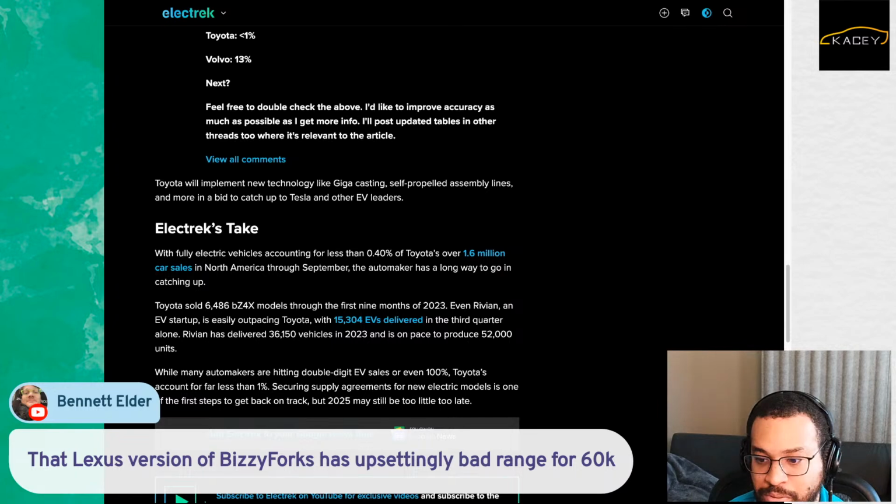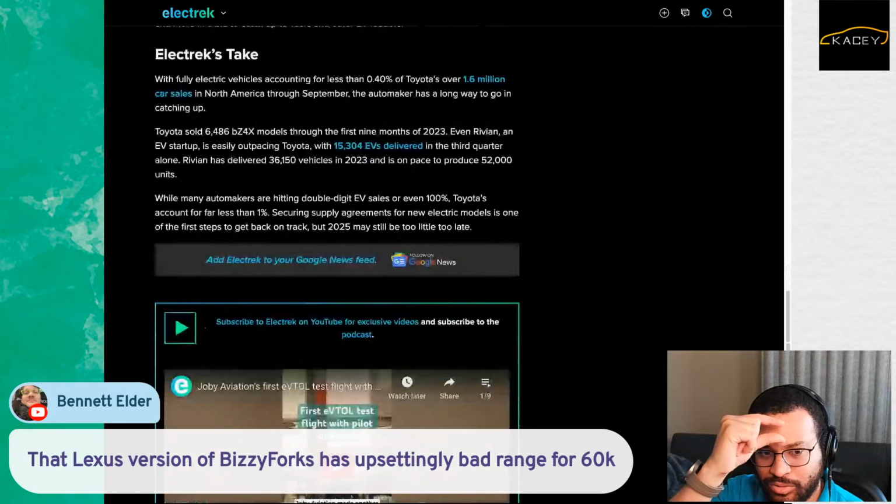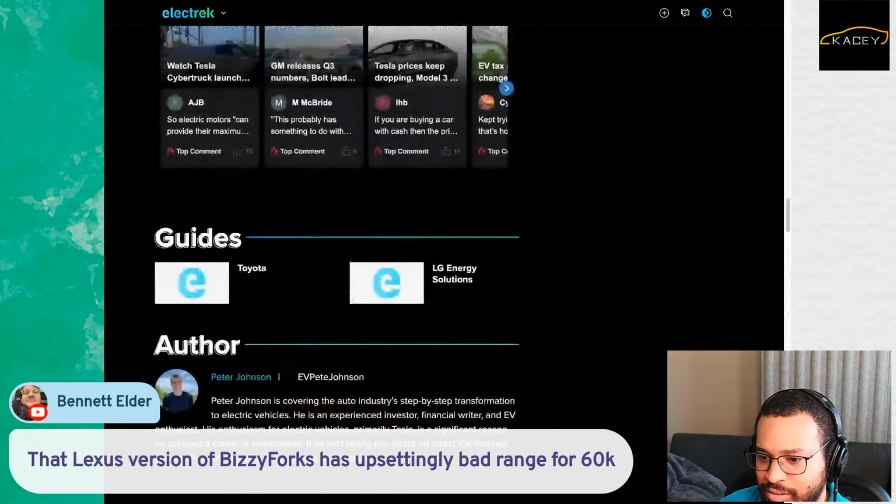Securing supply agreements with new electric models is one of the first steps to getting back on track, but 2025 may be too little, too late. We'll see. That's a lot of batteries. They might actually show up on the charts at this point, rather than just being in that other block, the block that says other, and just smushes everybody together. Moving on.